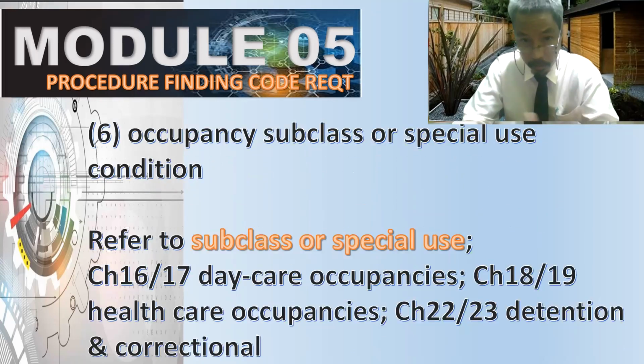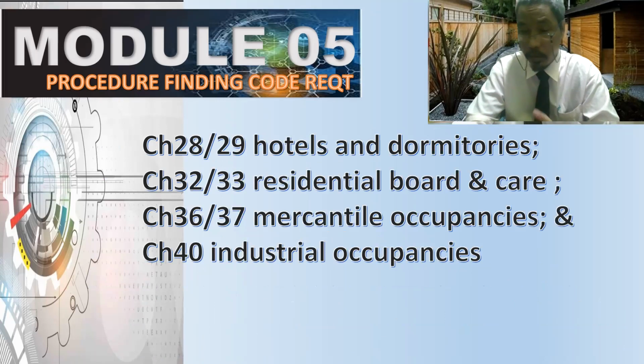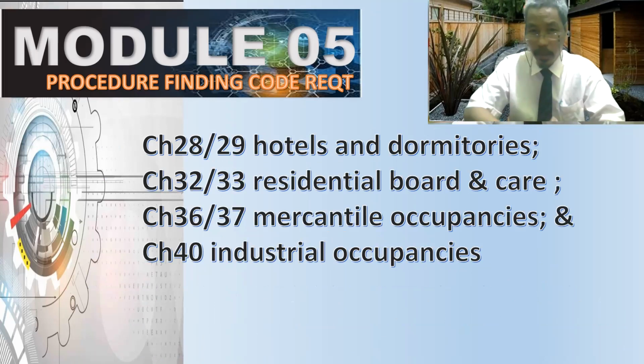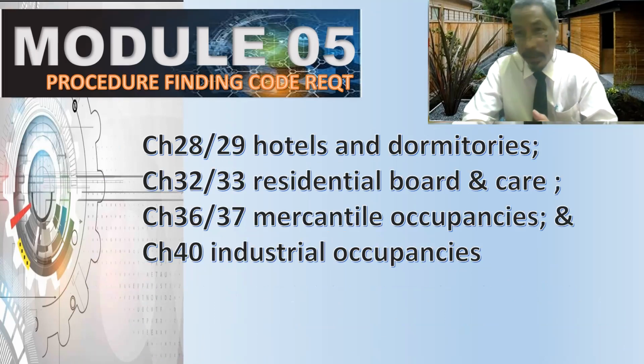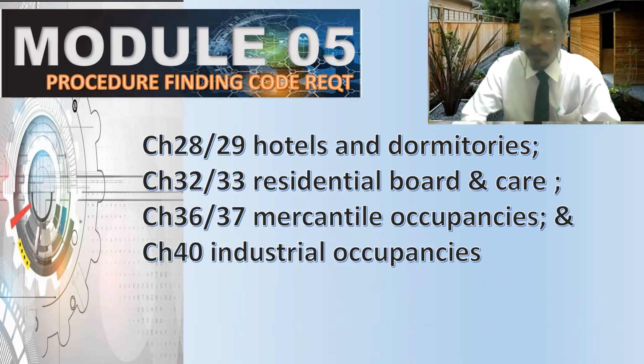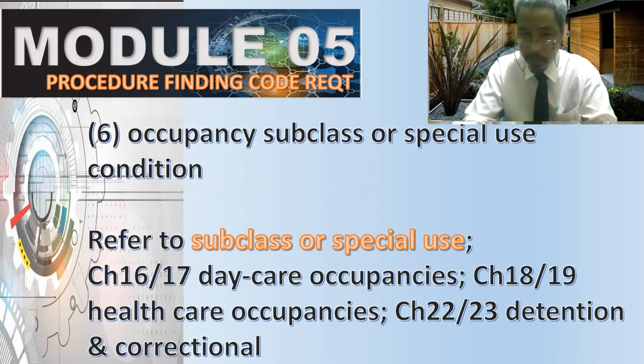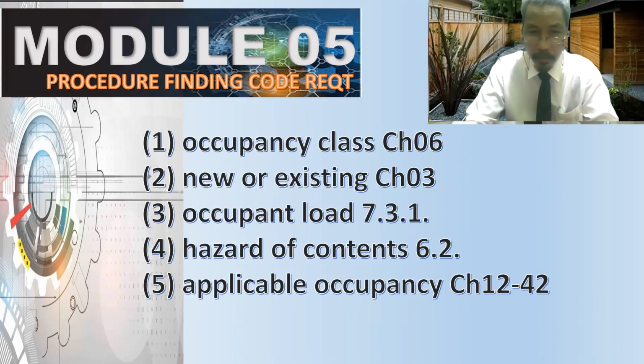We started with chapters 16, 17, 18, 19, 22, 20. So what happens to 12, 13, 14, 15? Those are more general types of occupancy compared to these types of occupancy. Daycare, healthcare, so they are more general types of occupancy, starting from 12 to 15.